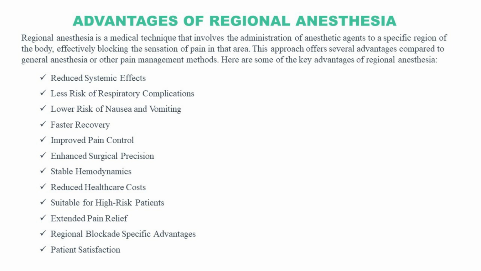11. Regional blockade-specific advantages. Certain types of regional anesthesia, like epidurals for labor or spinal anesthesia for lower abdominal surgeries, offer specific advantages tailored to the procedure. For example, epidurals provide pain relief during childbirth without affecting the baby.